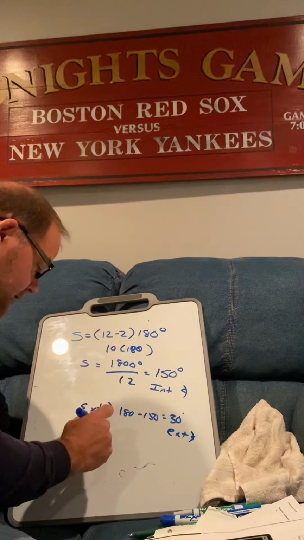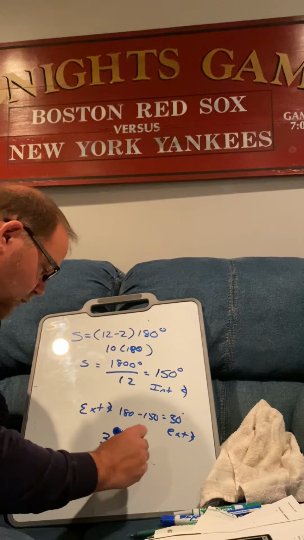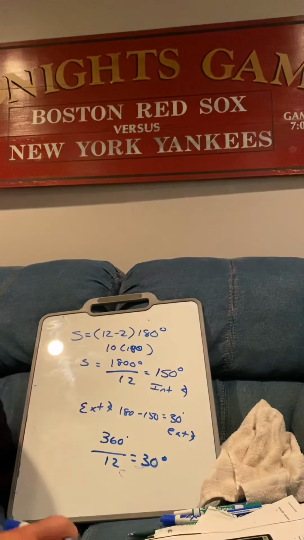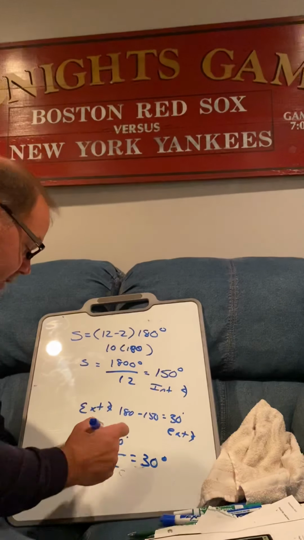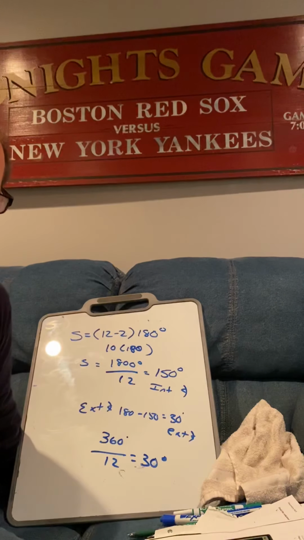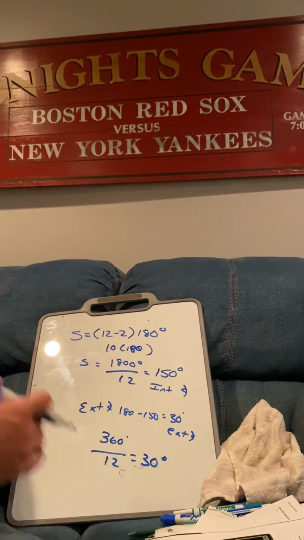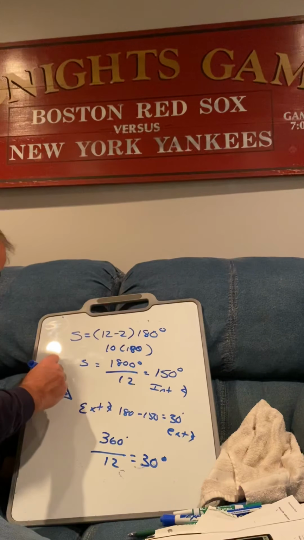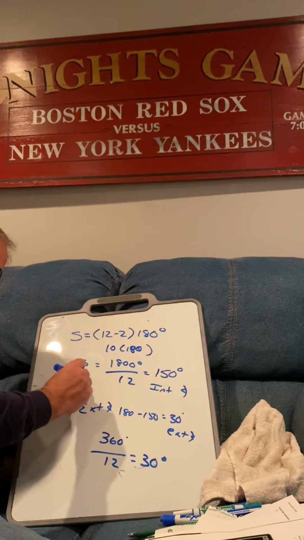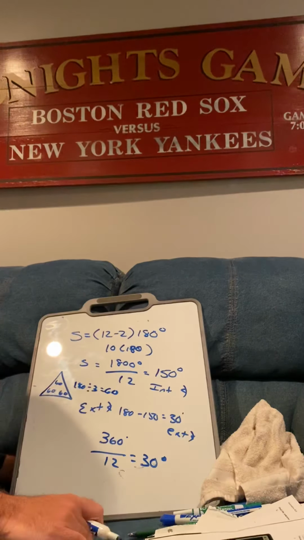Or you could say 360 divided by 12. And the reason why I use 360 is no matter what figure we're talking about, the exterior angle sum always equals 360 degrees. Okay? So go back to something that we know. Go back to a triangle. Triangle, okay, 180 degrees divided by 3 angles. That's why each angle is 60 degrees.